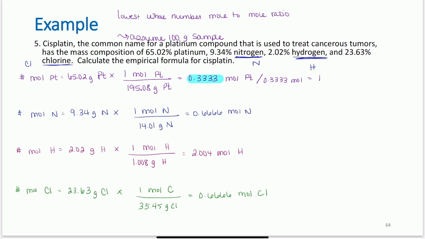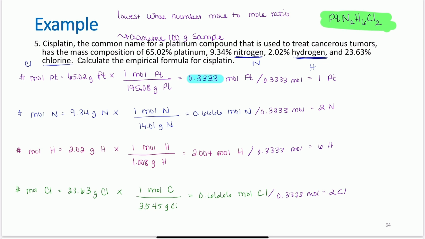This gives me 1 mole of platinum, or 1 platinum because units cancel, divided by 0.3333 moles. Gives me 2 nitrogens, divided by 0.3333 moles, gives me 6 hydrogens, and divided by 0.3333 moles, gives me 2 chlorines. This means overall, I have 1 platinum, 2 nitrogens, 6 hydrogens, and 2 chlorines for the overall empirical formula of this compound.